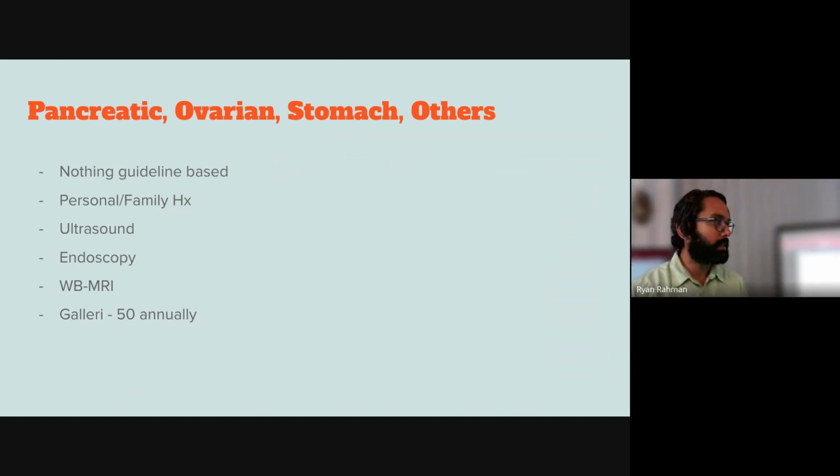Some of these other ones are really difficult, and we have nothing guideline-based to guide some of us on what to do, right? Pancreatic, ovarian, stomach, so many others. Basically, again, cancers of the bone, like literally of the bone cells, right? You can have muscle cancers. I mean, you can have cancer of every single organ and brain.